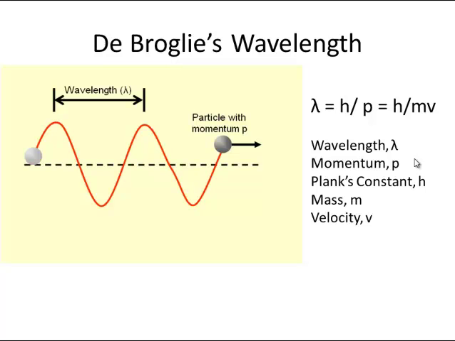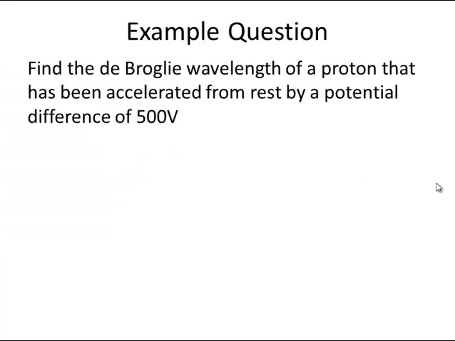Okay. So he felt that everything should be able to be described as a wavelength if it has energy and hence has momentum. So here's an example of a question which asks you to consider de Broglie's wavelength. Find the de Broglie wavelength of a proton that has been accelerated from rest by a potential difference of 500 volts. So I'm going to pause for a moment, think about the information you know there, try and answer the question.